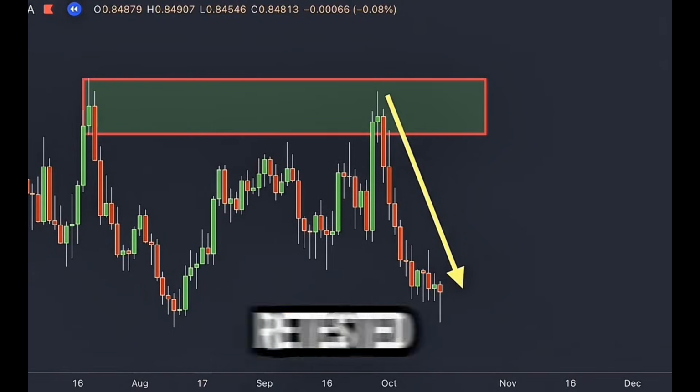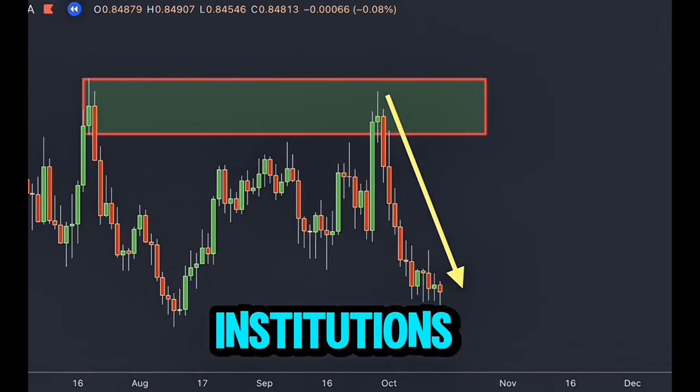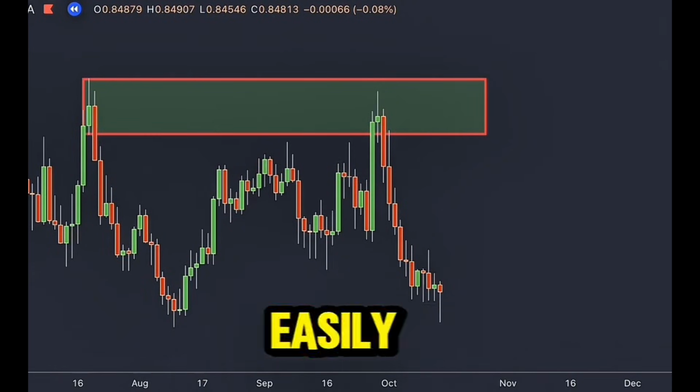Look at what happened next. The market plummeted when the price retested the zone. This is a strategy banks and financial institutions frequently use. By recognizing these zones, you can easily profit from these trades.